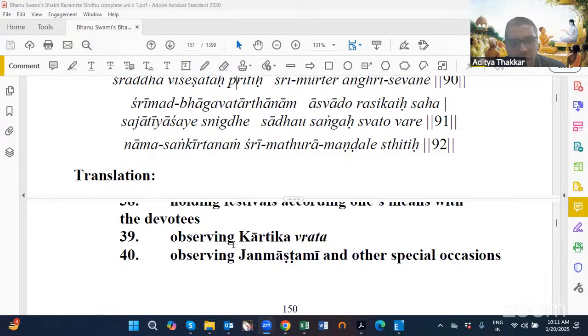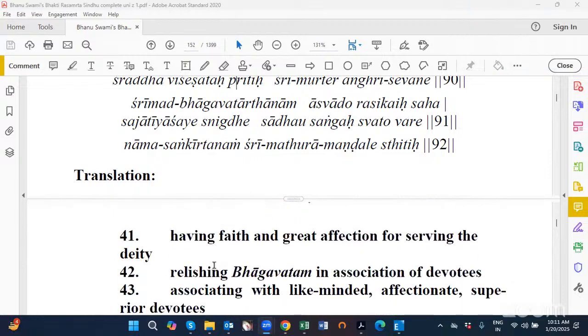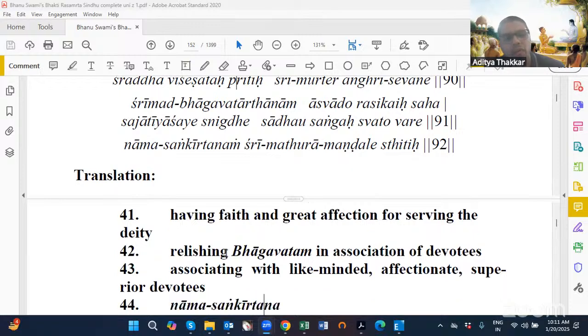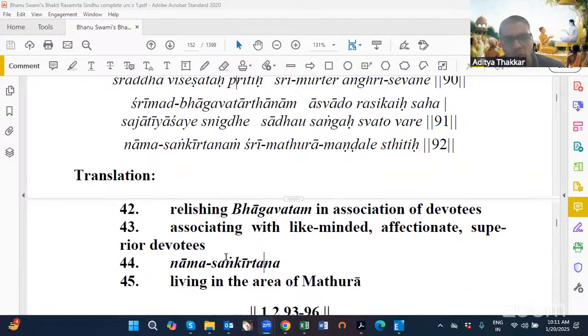38, observing Kartik Vrata. 39, observing Janmashtami and other special occasions. 40, having faith and great affection for serving the deity. 41, relishing Bhagavatam in association of devotees. 42, associating with like-minded, affectionate, superior devotees. 43, Nama Sankirtana. 44, living in the area of Mathura.